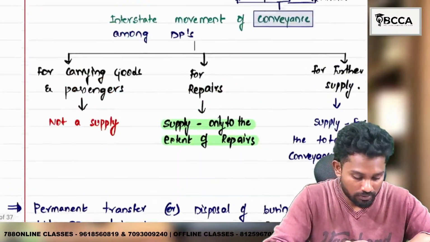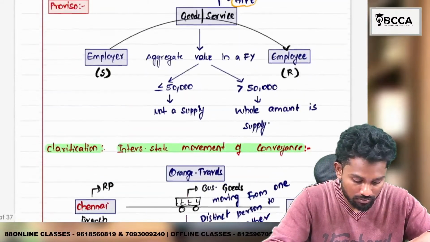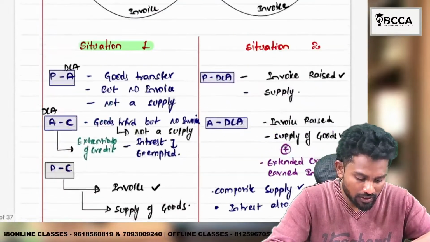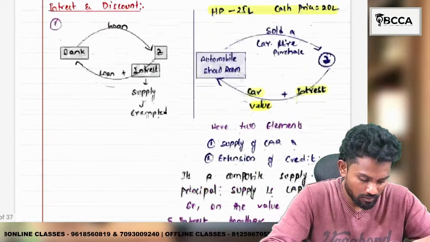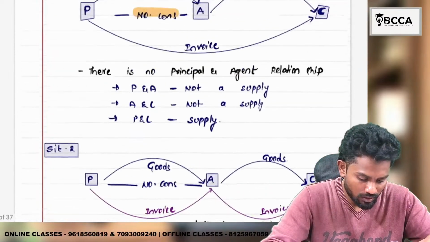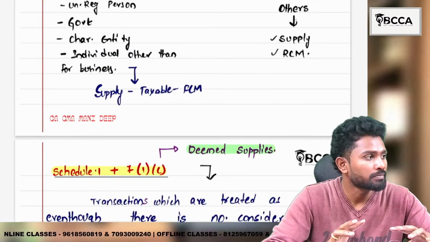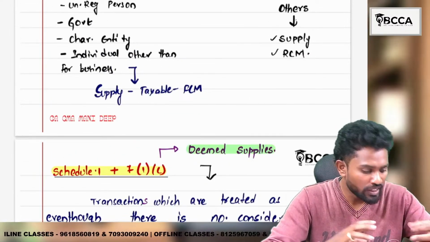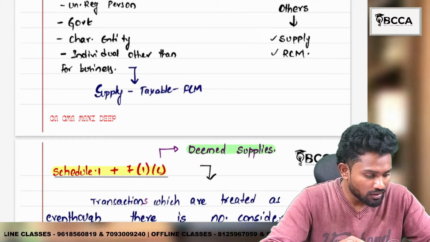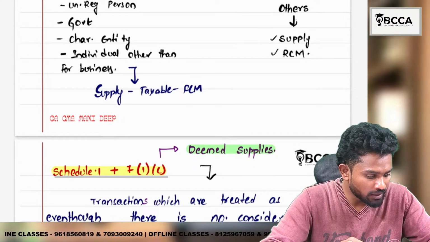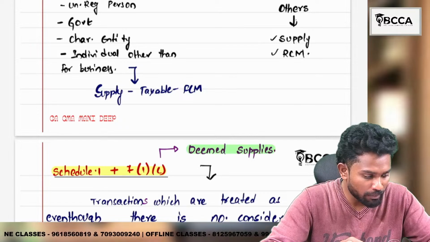So, we are in the supply chapter. In the previous class, we have discussed regarding this schedule 1 point. Just to have a quick recap regarding the supply chapter.